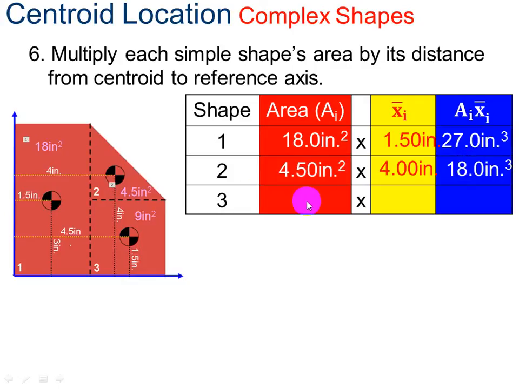And then for shape number 3, I'm going to multiply the area of shape number 3, which is 9 inches squared for the area. And then I want to multiply how far the centroid is in the x direction away from our reference axis. So it is 4.5 away. So I'll put that here. And 9 times 4.5 is 40.5 inches cubed. This is only for the x direction. We're going to have to repeat this here in a minute in the y direction.